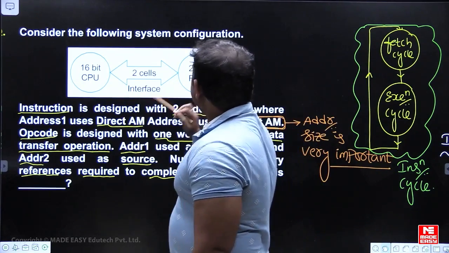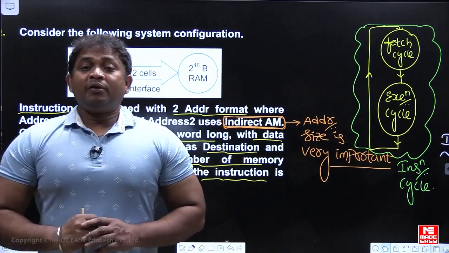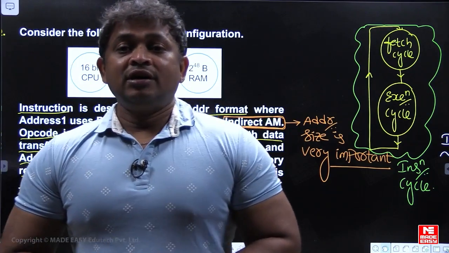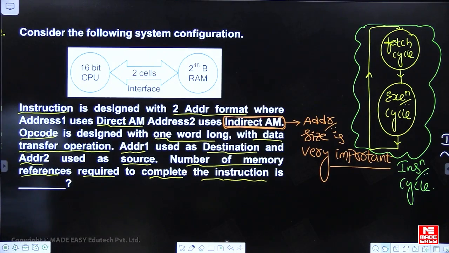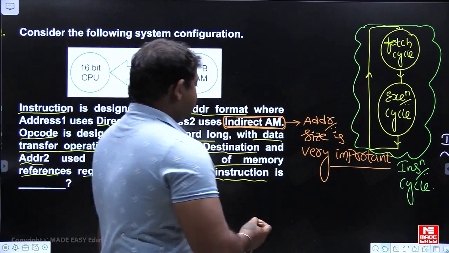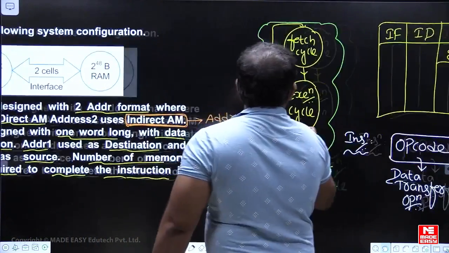Alright. Then what is the address size? Address size 2 power 48 bytes. That means 48 bit address is present. 48 bit. Okay. How many words? That is 3 words. Right? Okay. So come to this.